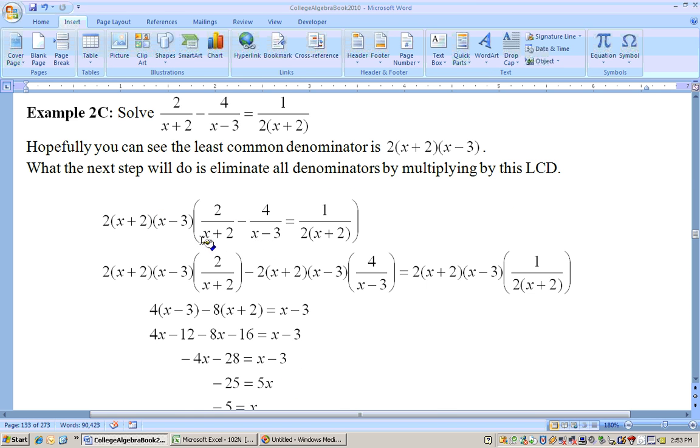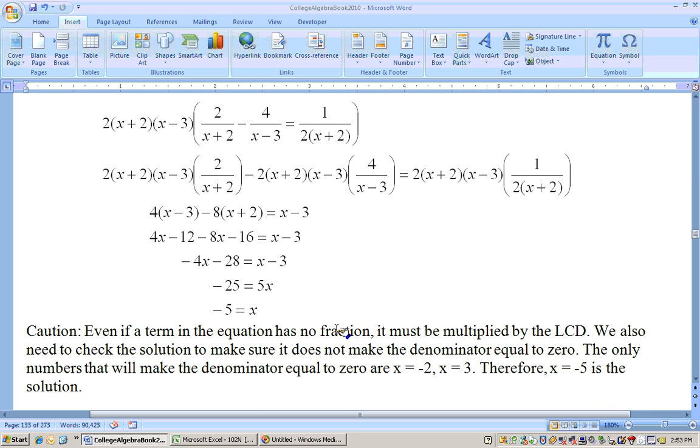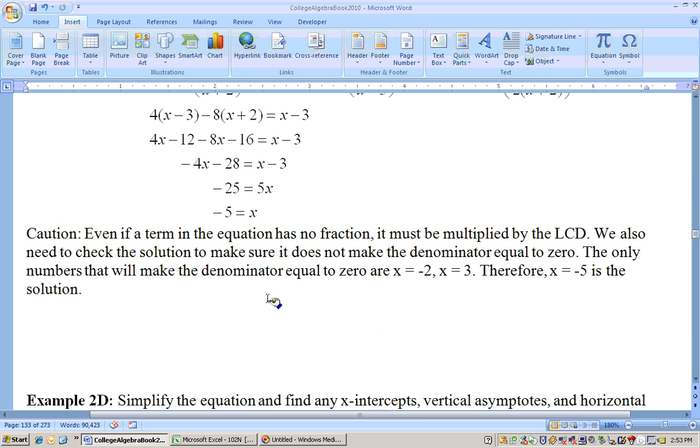Next, we say, what's extra in this common denominator that's not in this denominator? Well, the 2 and the x plus 2, and the 2 and the x plus 2 would have to be multiplied times this 8. And then what's extra here that's not in here? Well, an x minus 3, and the x minus 3 needs to be multiplied times the 1. And then that eliminates your denominator, and it just gives you a linear equation to solve. And you have to make sure that solution doesn't make the denominator equal to 0. And it doesn't, so that's actually the solution.